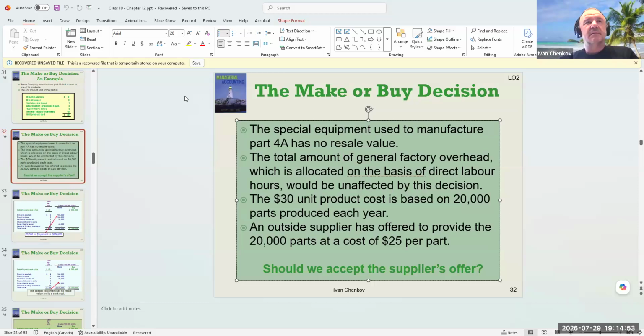So in this case, the special equipment used to manufacture part 1 has no resale value. The total amount of the general factory overhead, which is allocated based on direct labor hours, would not be affected by this decision. The $30 unit product cost is based on 20,000 parts produced each year. The outside company comes and says, hey, I have an offer for you to provide those 20,000 parts that you're producing at $30. I can sell it to you for $25. The question is, shall we take the offer or not?